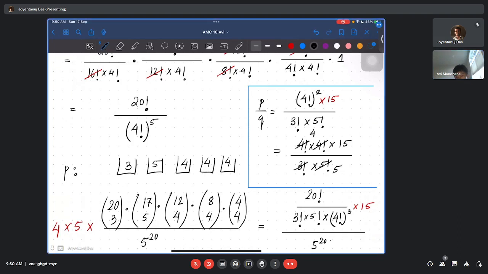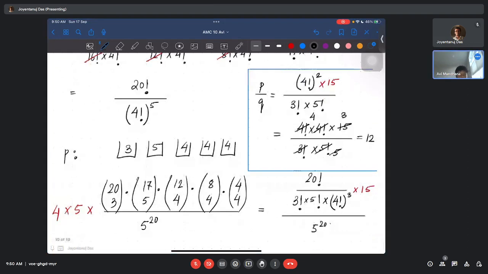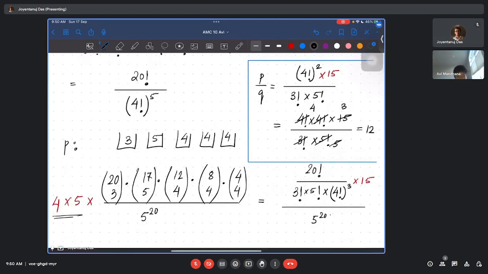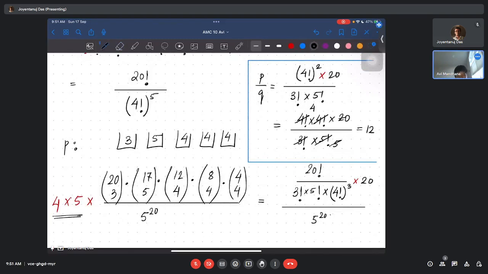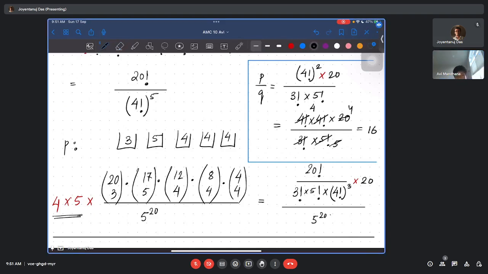Then this I can cancel. I said 12, right? Okay, so that is fine. One minute, let me check. So you have 3 factorial, 5 factorial. Oh no, here is a mistake. 4 times 5 is 20, not 15. That's why I was thinking, so this is 16. Okay, so P over Q is 16.